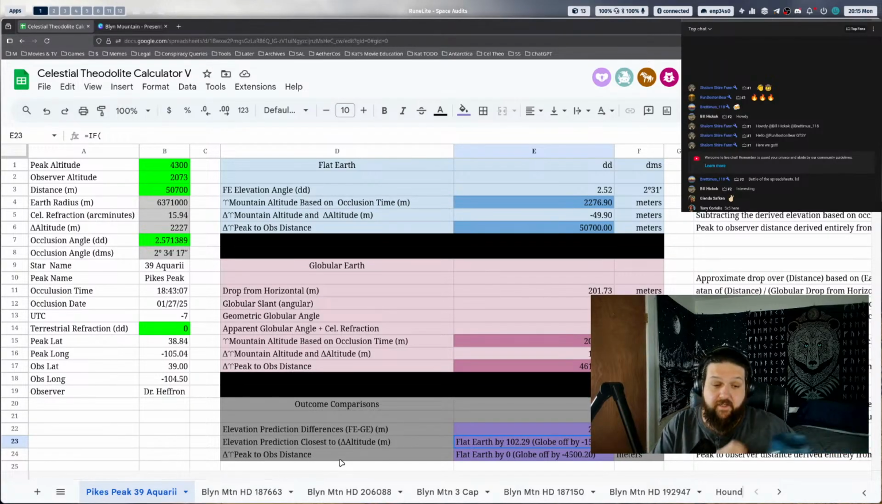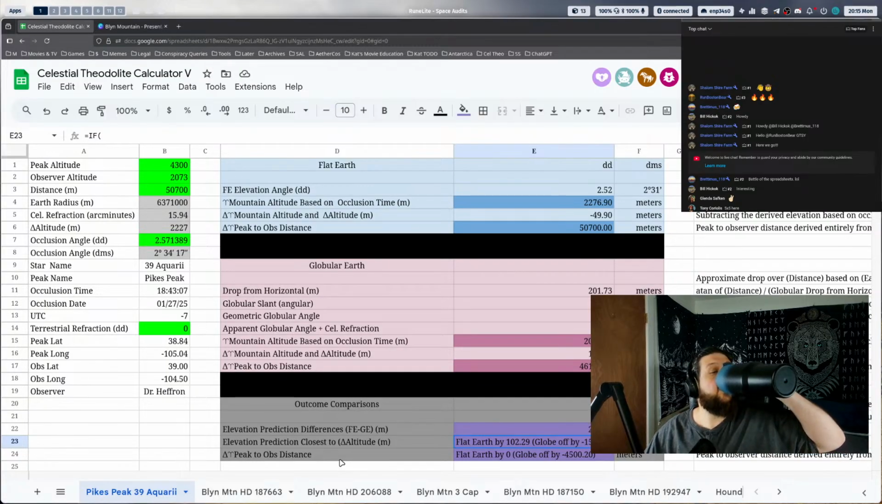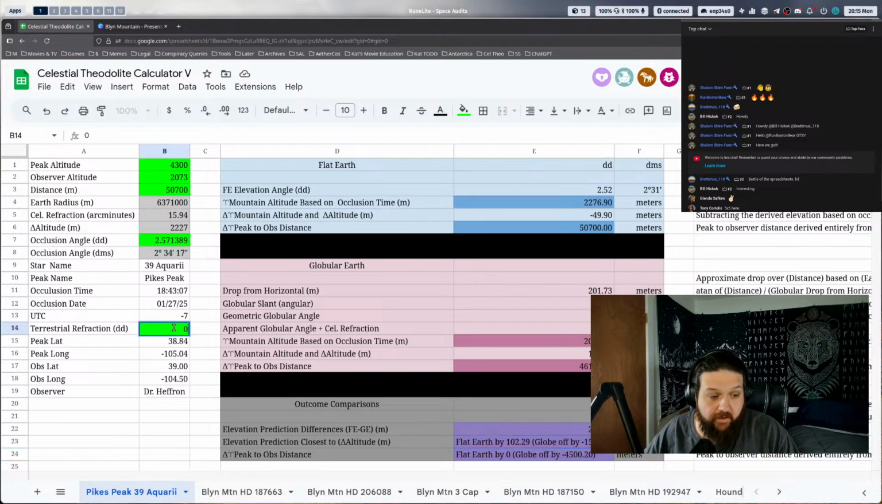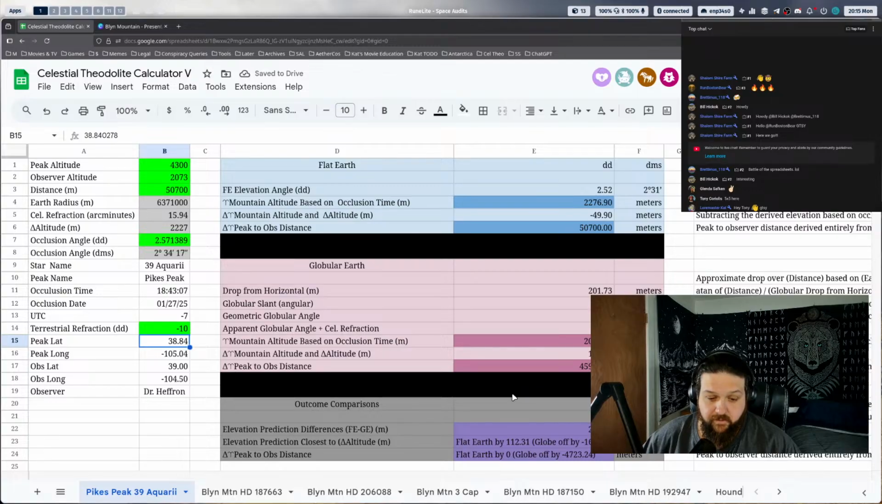So is there any questions about this analysis so far? The globe prediction's 219. The end. Okay, that's no problem. So here's 219. All right, so that didn't help at all.